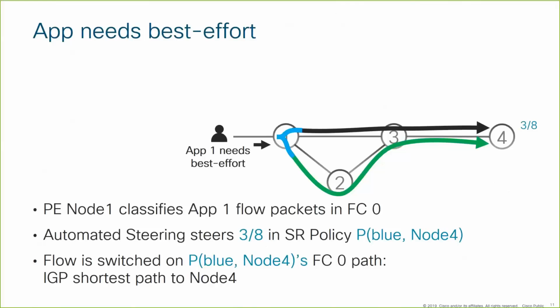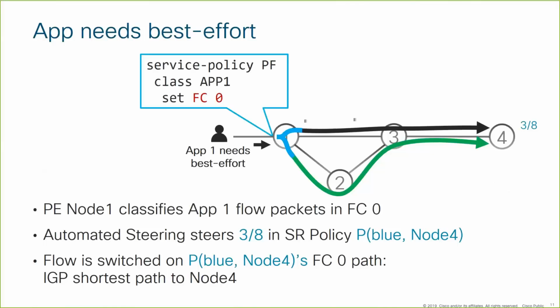Now in action. First, consider an application that requires best effort path. The ingress PE classifies its traffic and sets the forward class to value 0. This classification is done with a service policy. As a result, traffic of such applications towards 3/8 will be steered onto the IGP shortest path to node 4.